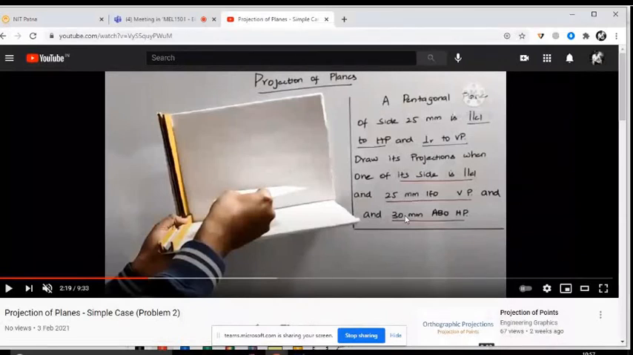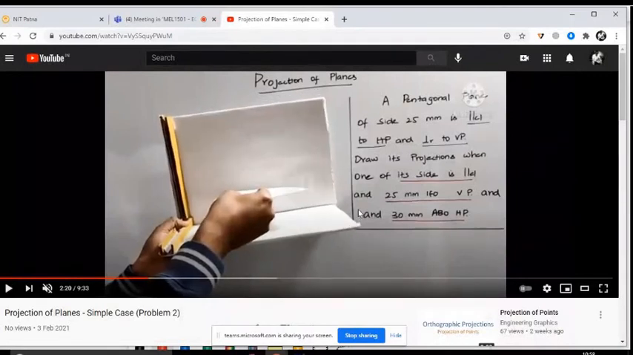So in which view will you get the true shape? In the top view, okay. And also you will see the true size. Next, what about the front view? In front view, what will you see? Straight line. But that straight line is not known, right? We can calculate it obviously, but in the question it is not given, right?